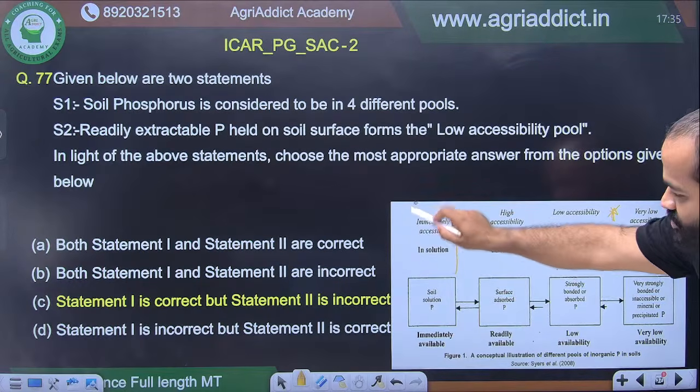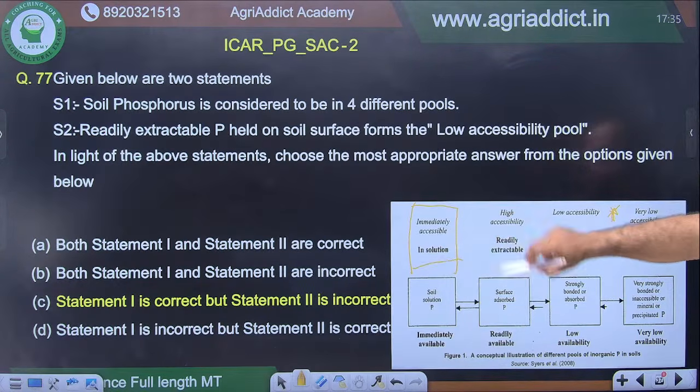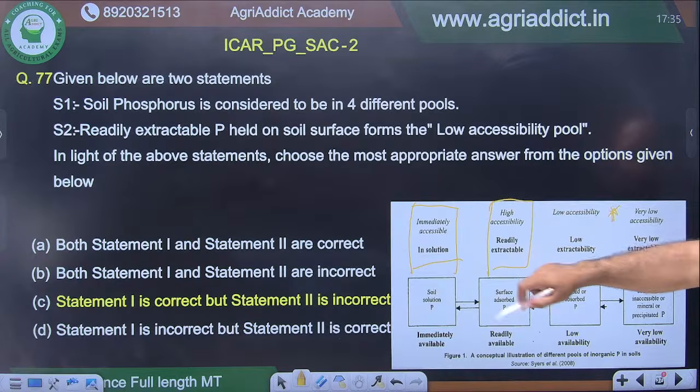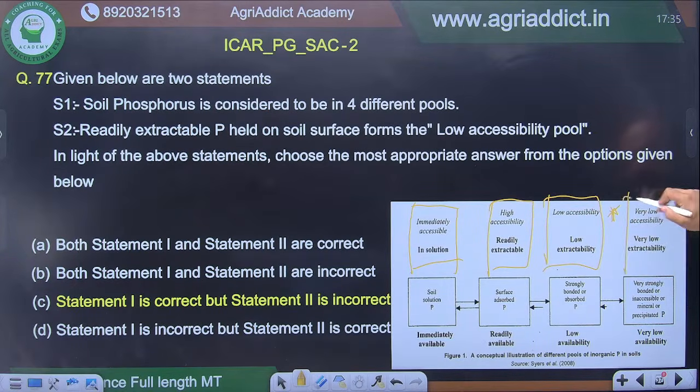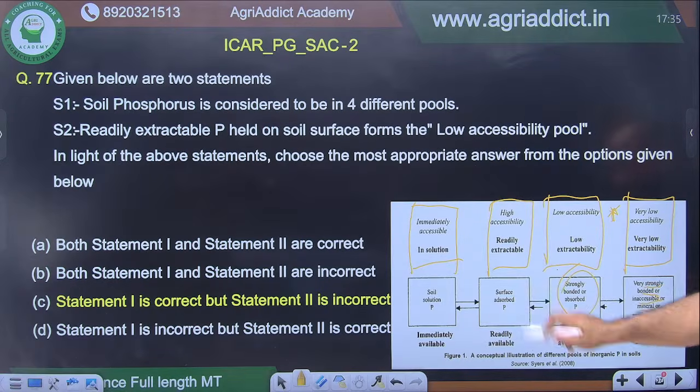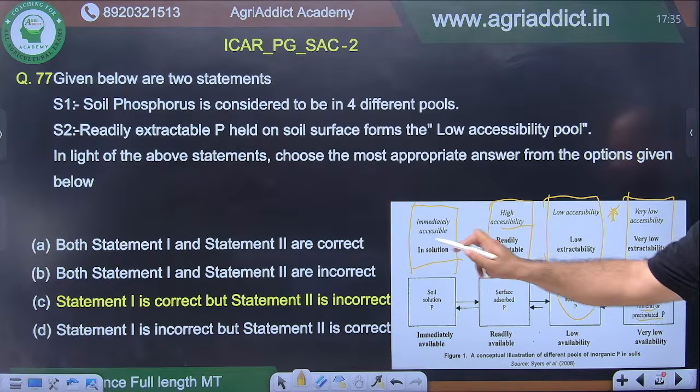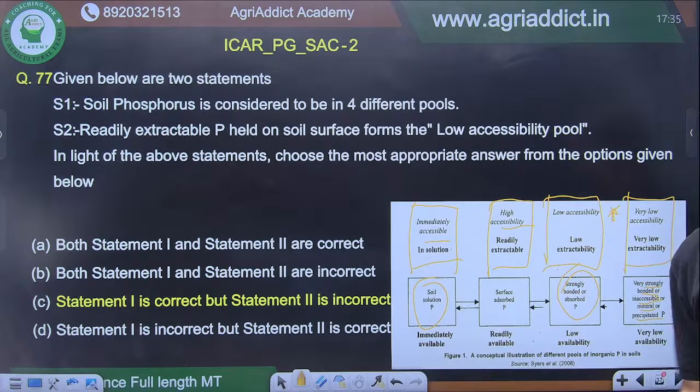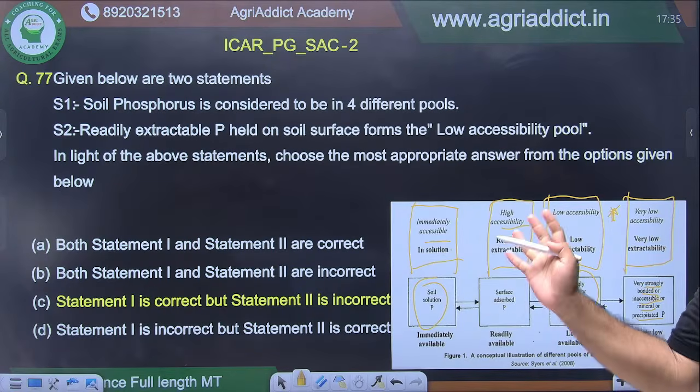Immediately accessible is the solution pool. High accessibility is readily extractable. Low accessibility is low extractable, and very low or not accessible is very strongly bonded or inaccessible or mineral or precipitated. Strongly bonded is low and surface adsorbed is high accessibility, whereas immediately is the soil solution. All right, there is not much to explain here.